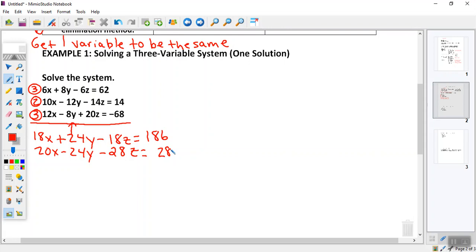Let's go to the third row. Everything times 3. What's that going to be? 36x minus 24y plus 60z. And I have no idea what 68 and 3 is. 180 and 24. Negative 204? Negative 204? Are we all in agreement with my numbers up here so far?